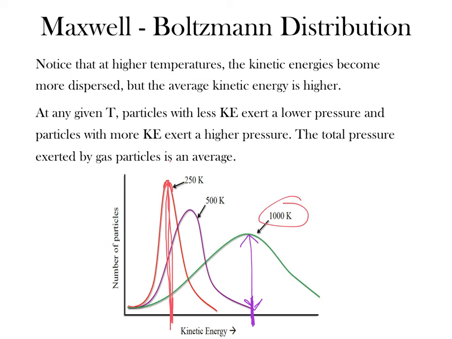At any given temperature, particles with less kinetic energy exert a lower pressure, and particles with more kinetic energy exert a higher pressure. But remember, the total pressure, just like the temperature exerted by gas particles, is an average. So not every single gas particle will exert 1 atmosphere of pressure, but the average of all the gas particles in the container will exert 1 atmosphere of pressure. Same with the temperature. The average is 1,000 Kelvin, but not every single molecule will have that much energy or that much temperature.